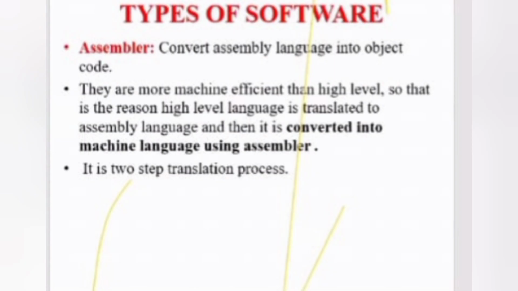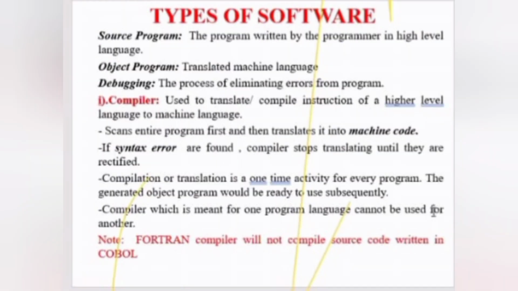So here we go with the types of software, and first we'll be discussing the assembler. The assembler will convert assembly language into object code. That means it converts into machine language using the assembler. Again we have two types of programs here. You can see in this slide, source program and object program.